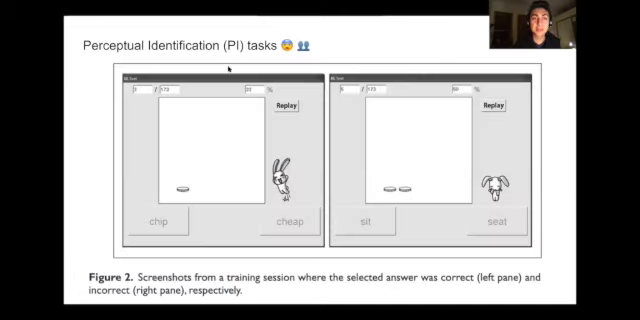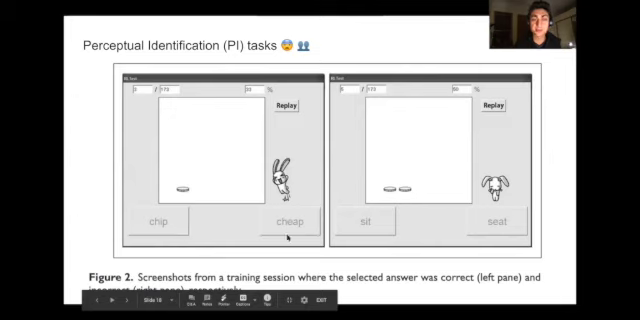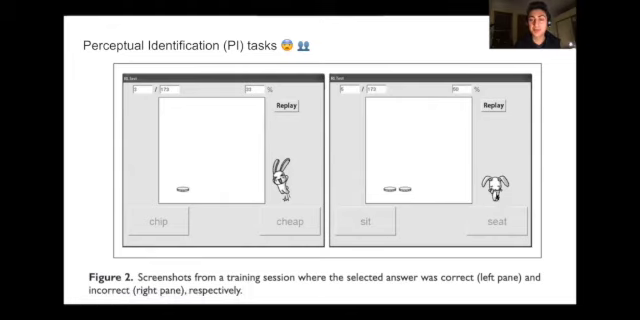So this is the PI task. We have the written words here, and you click which one's the right one. These are two different words here. If you get it right, happy bunny; sad bunny if you get it wrong.